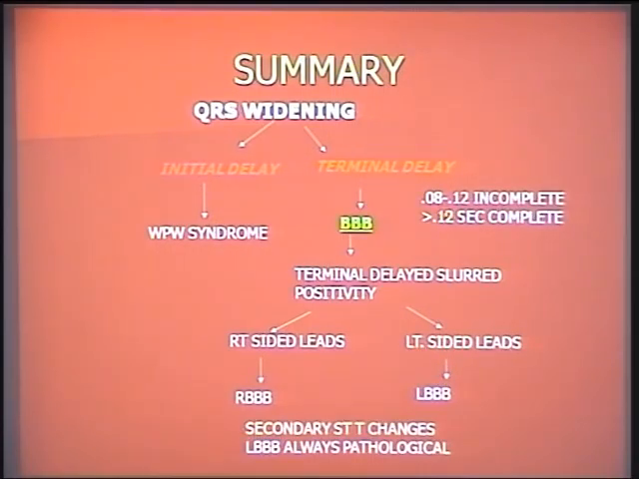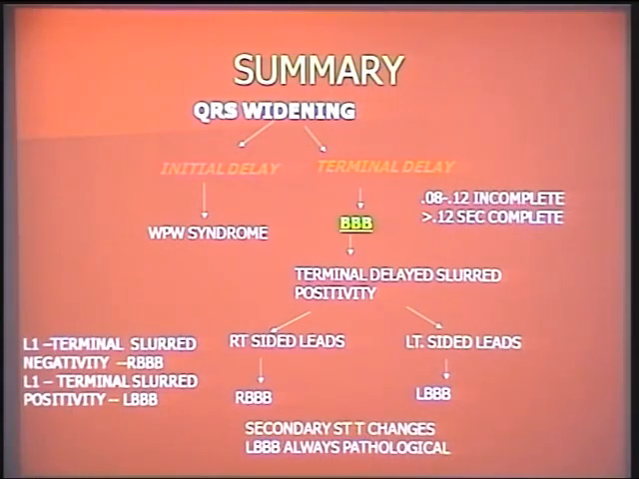Of course, looking at the QRS width, if it is more than 0.08 but less than 0.12, it can be an incomplete bundle branch block. More than 0.12, it can be a complete bundle branch block. Whereas looking at L1 itself, it is easy to understand and diagnose a bundle branch block.